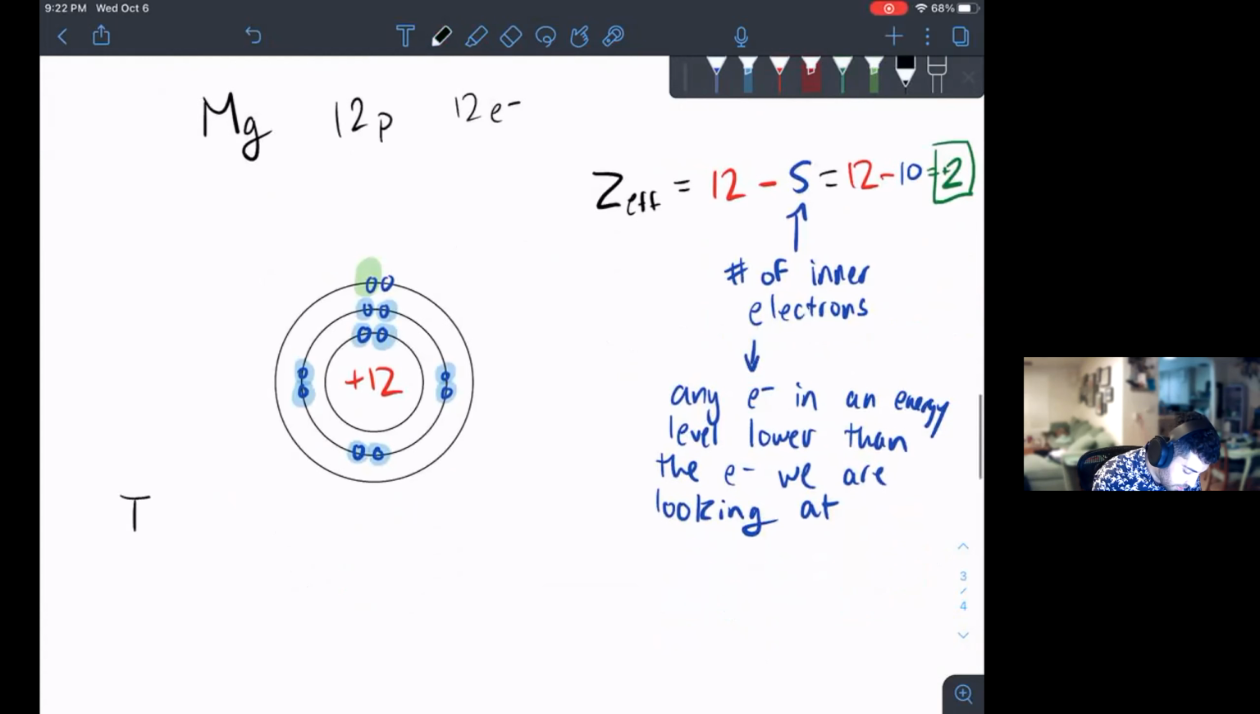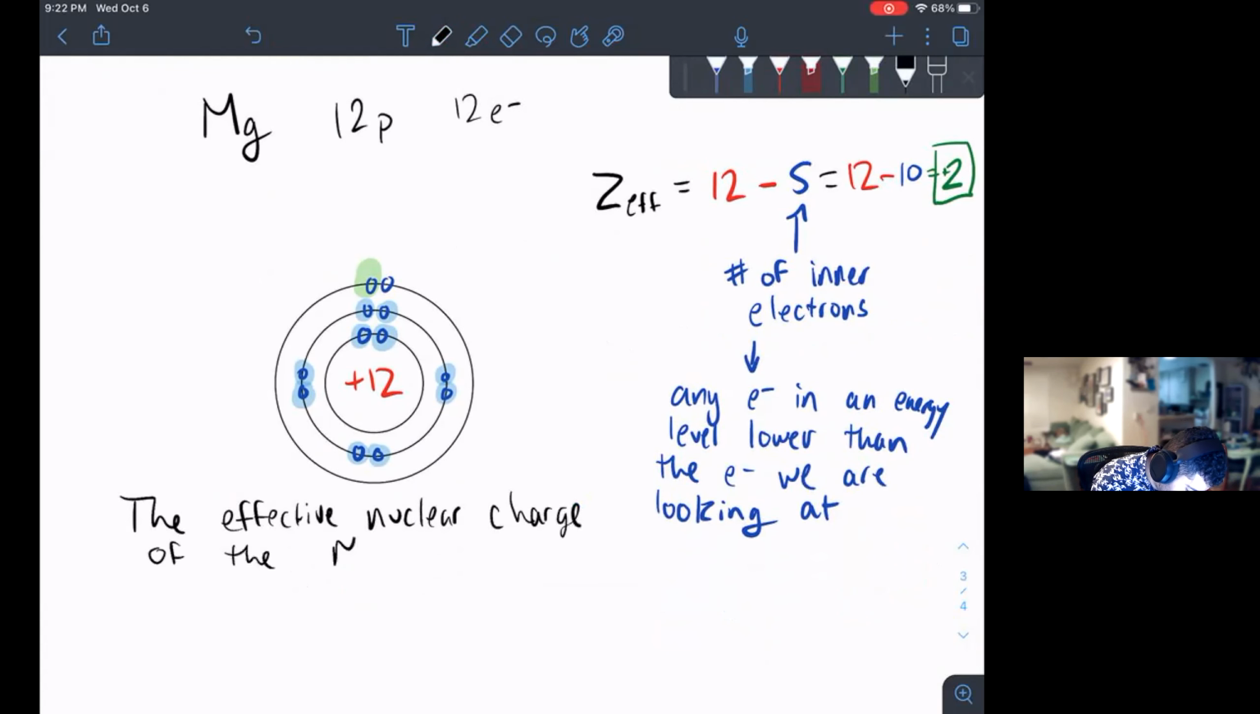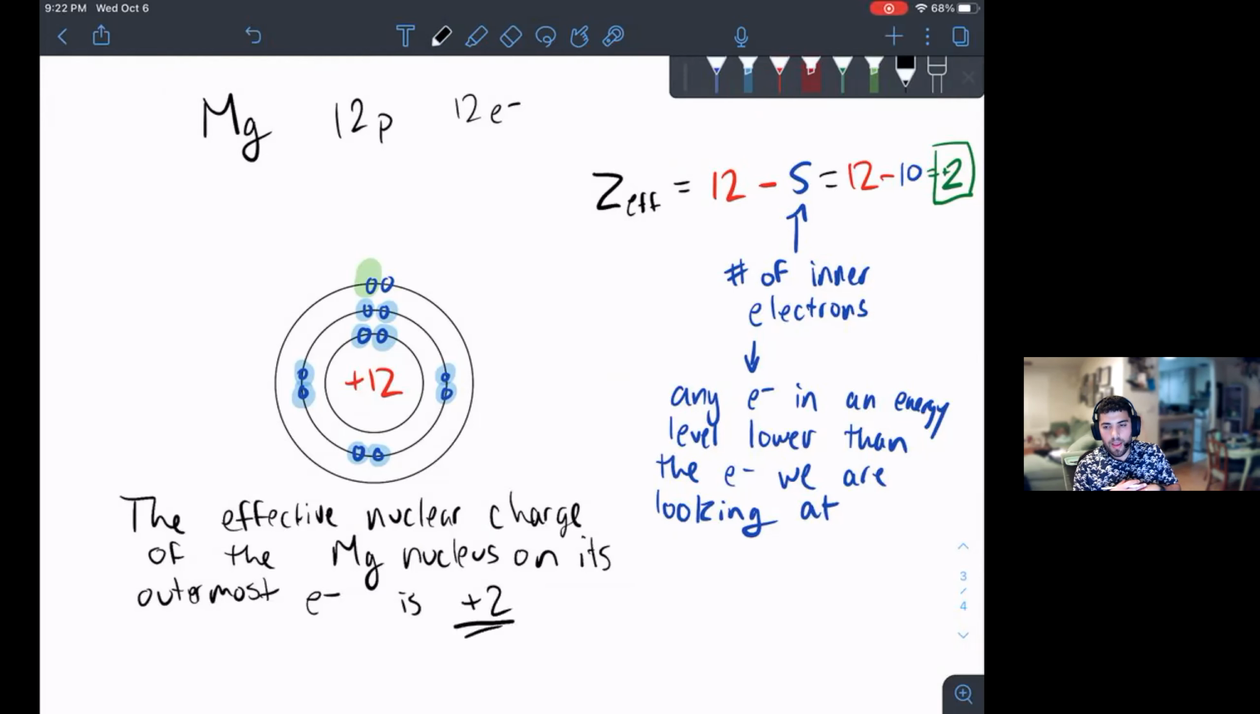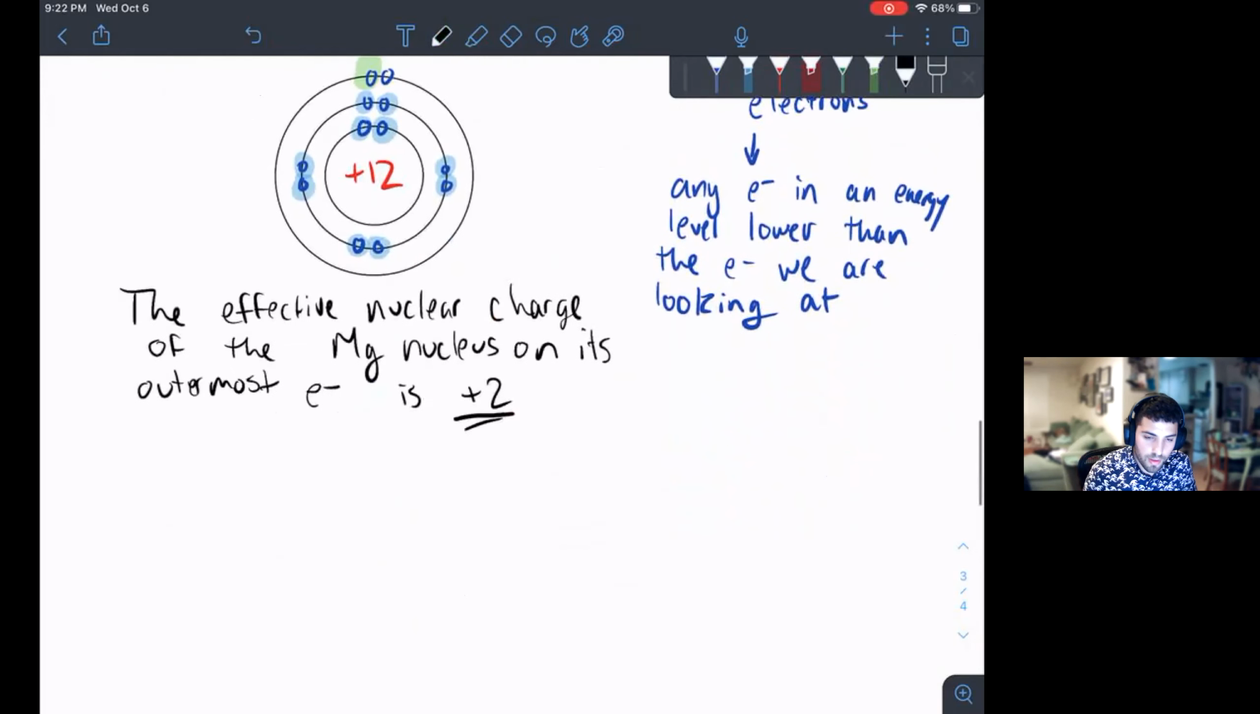So I'll write that. The effective nuclear charge of the magnesium nucleus on its outermost electron is plus 2. And basically that's how we do any of these problems. A couple things to note. Following this logic, anything in the same row seems to have the same effective nuclear charge.